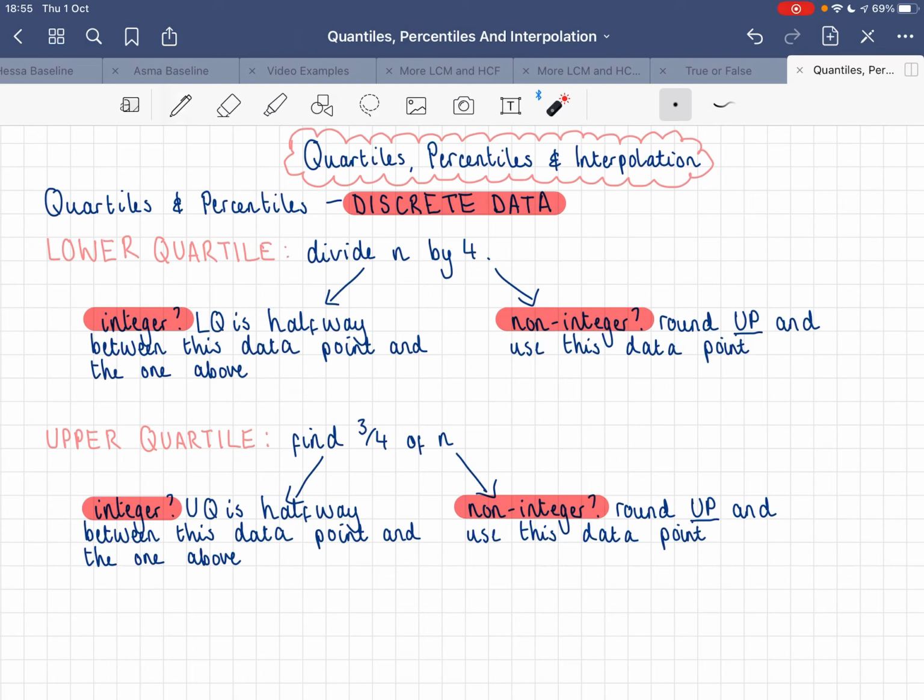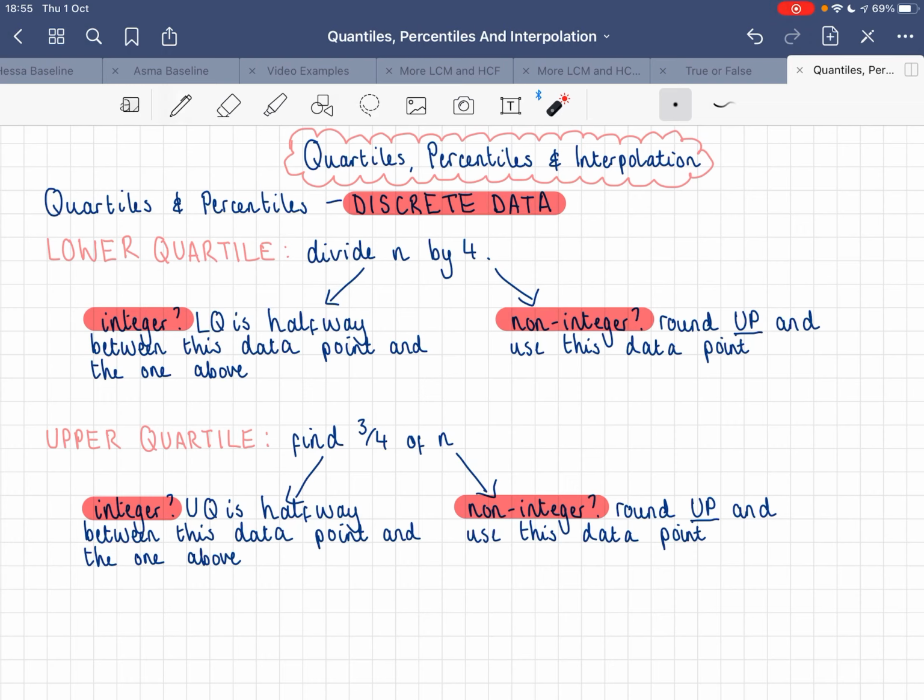So if you have a list of 12 numbers, we would divide 12 by 4, and that would get us the lower quartile. If that number is an integer, so 12 divided by 4 is a whole number, it would be 3, then the lower quartile is halfway between this data point and the one above. So again, if we use 12, it would be the 3.5 data point. So it would be between the third and the fourth.